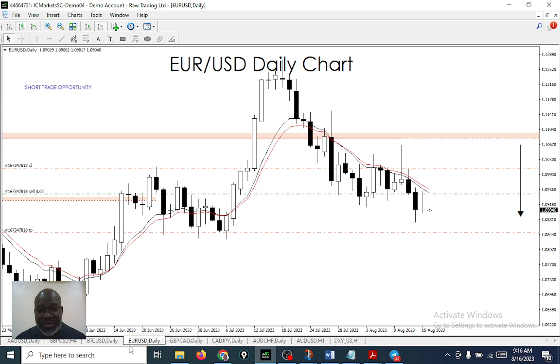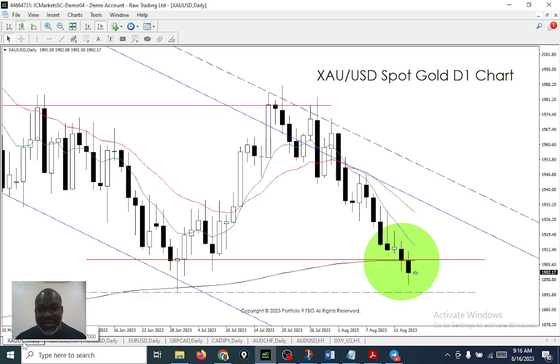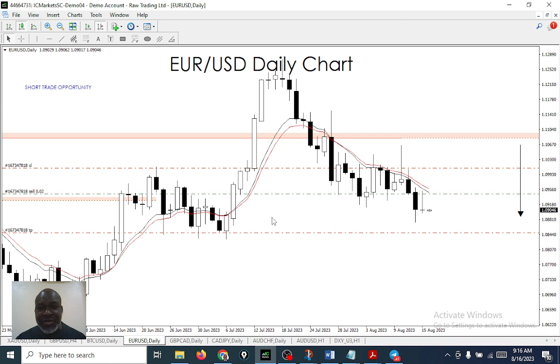Now let's look at EU, euro dollar. Euro dollar is still going to do the same thing gold is doing. If you look at the structure, you see what I'm telling you. It's like the head and shoulder pattern. This is the left shoulder, this is the right shoulder, and this is the head. That's what EU is doing.